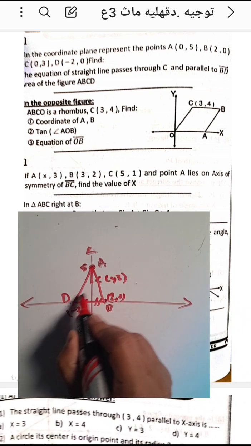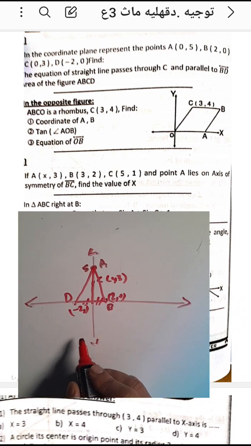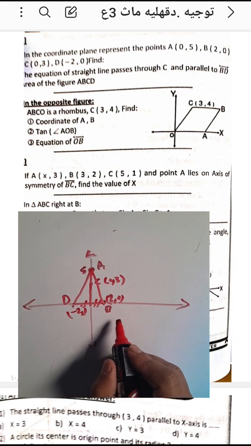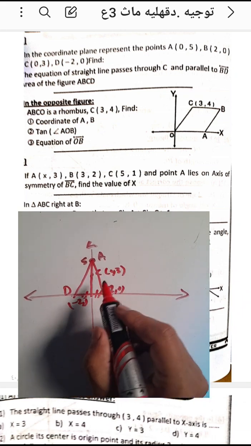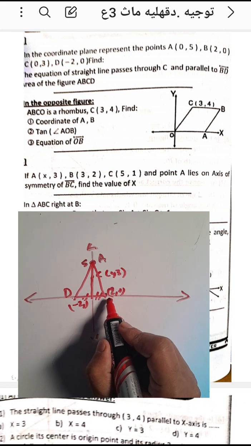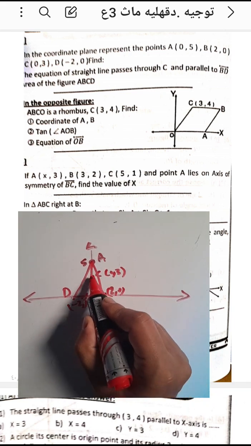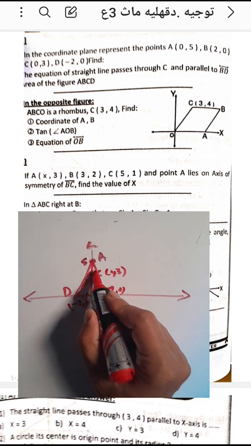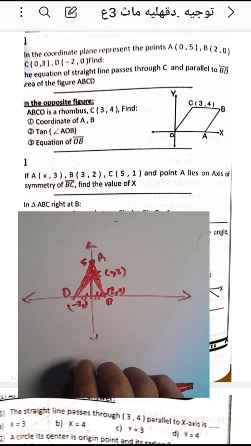We have this shape. You want to find the area of the figure ABCD, the area of this part. We have two triangles here, the first triangle and the second triangle. The greater and the smaller, and then we find the difference between them. Understood?